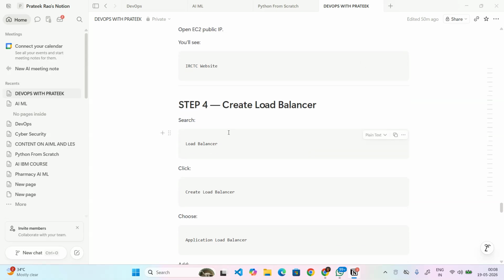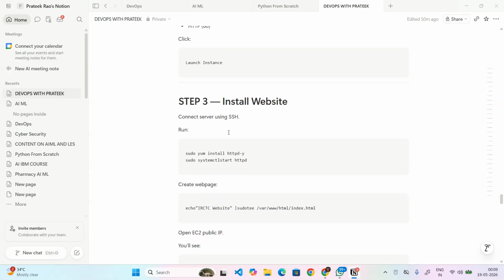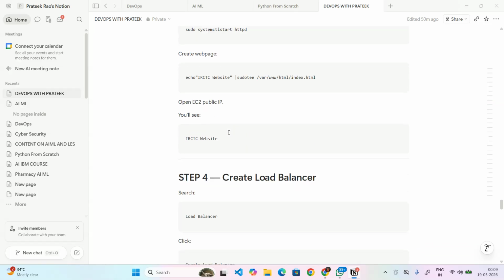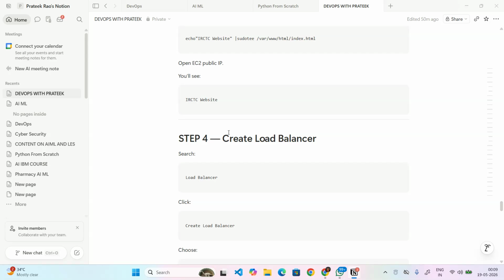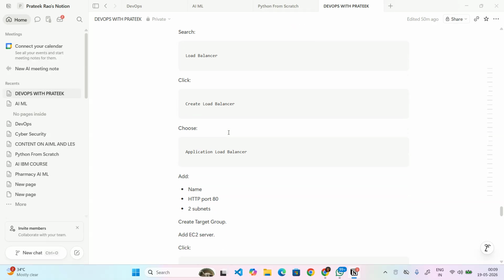Now, step 4 is very simple. So, the first step is logging in with your AWS console. Then you need to go with the EC2 instance. Then you need to install your website. Then you need to go with the load balancer, which is going to balance the application, whatever you created, right? So, once you create the load balancer, here you can see load balancer, create application.